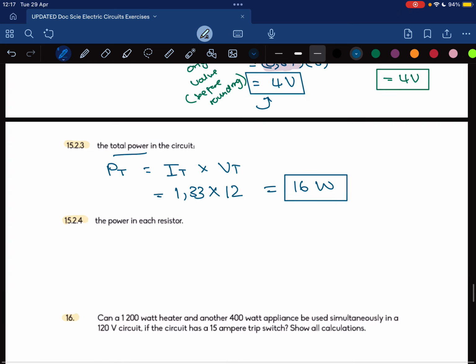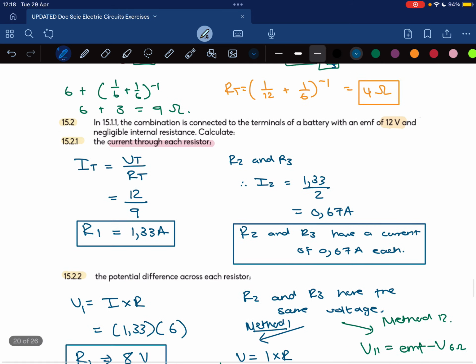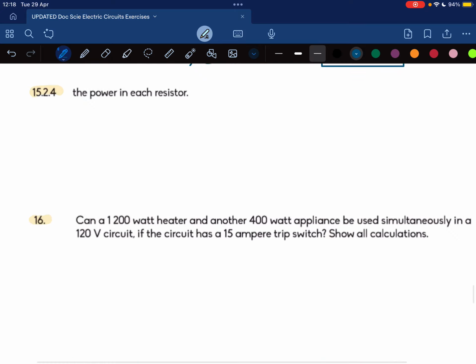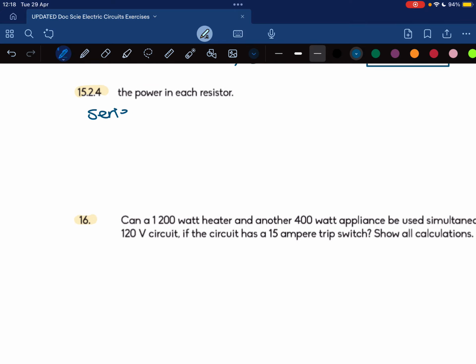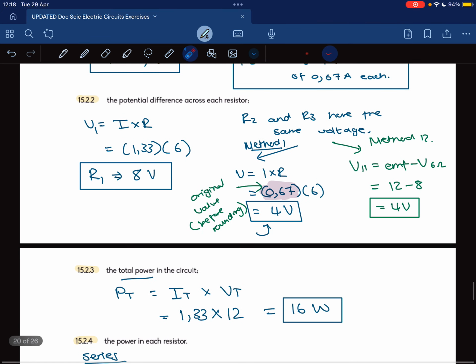Then it says, what is the power in each resistor? This one we have to work a little bit differently. Remember that there's the power that goes through each resistor in series and the power through the resistors in parallel. So in series, you can use two equations here. The first one is P is equal to IV. We know that the current that goes through it is 1.33. The voltage is 8. Remember, we calculated the voltage earlier here.